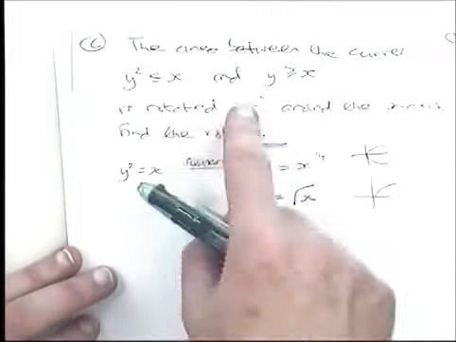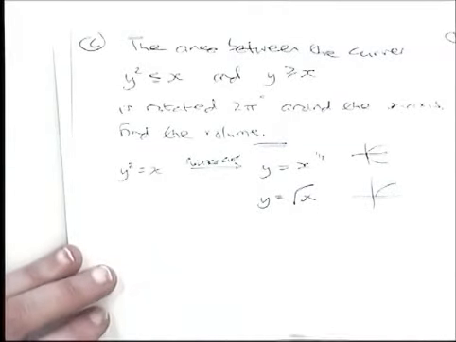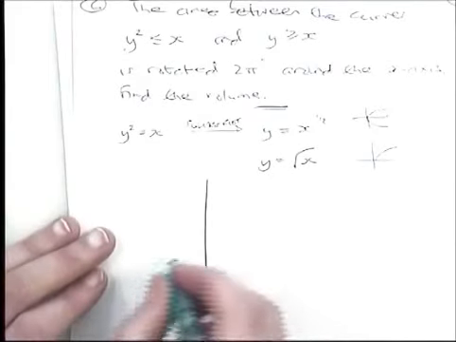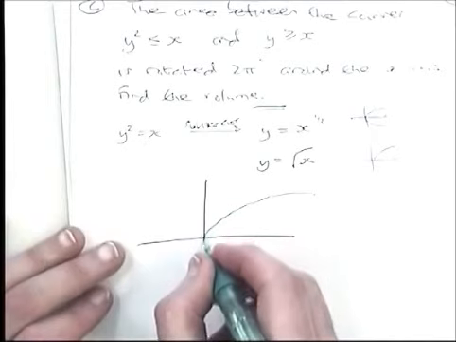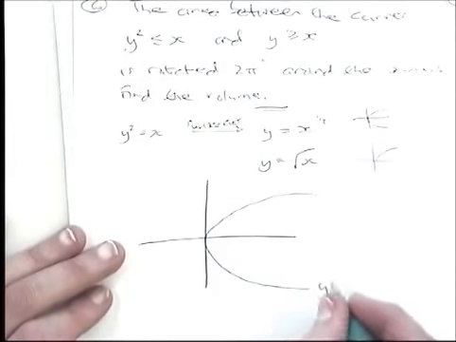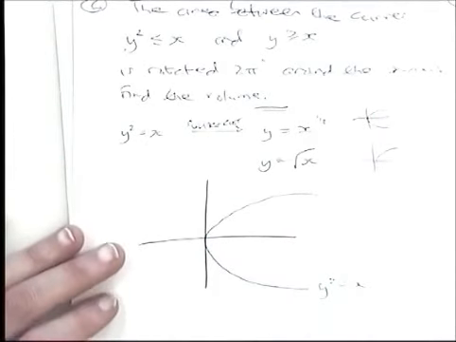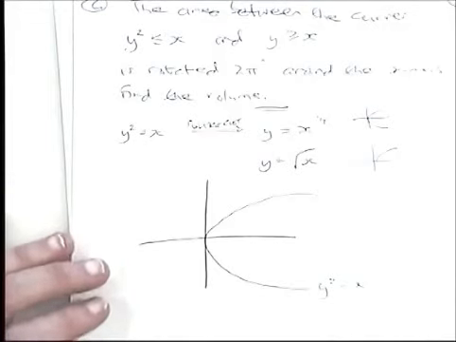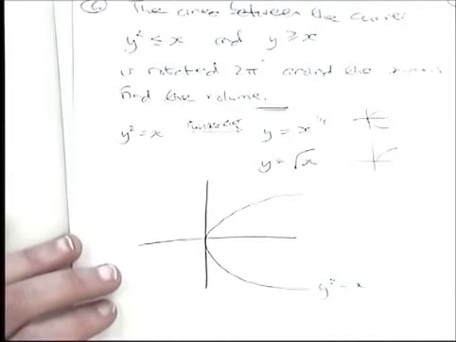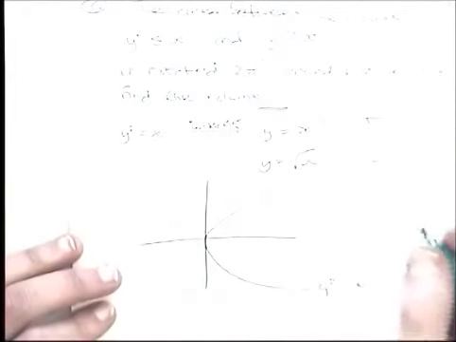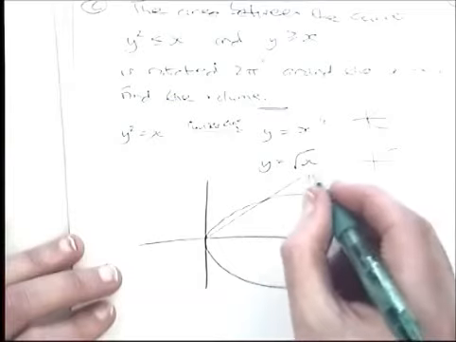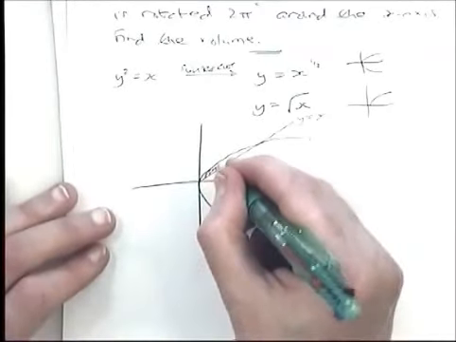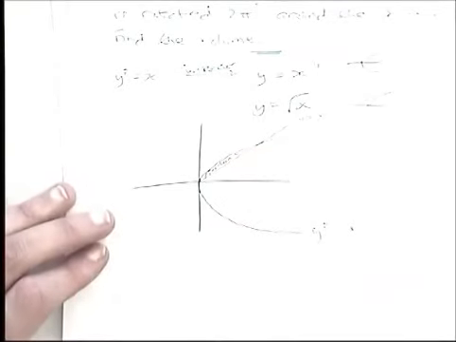Okay, y equals x, well we know what that looks like. So, a sketch first of all. We've got the curve here, which is y squared equals x. The other curve is y equals x. There's got to be an area between them. It's got to look like that, otherwise you won't have anything between them. So what we're interested in here is this little bit of area here.